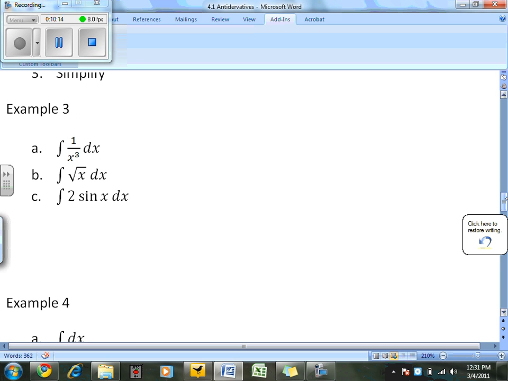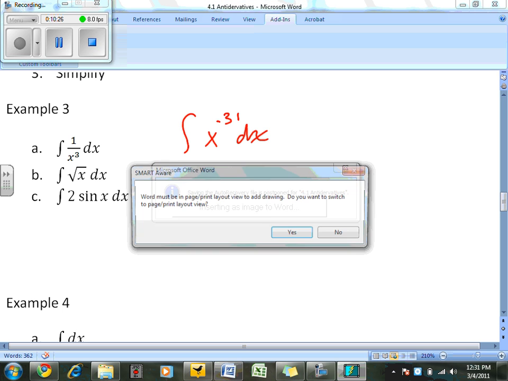Example 3. The integral of x to the negative 3 dx. Again, there's my rewrite part. I'm going to increase my power by 1, so I'm going to add 1.